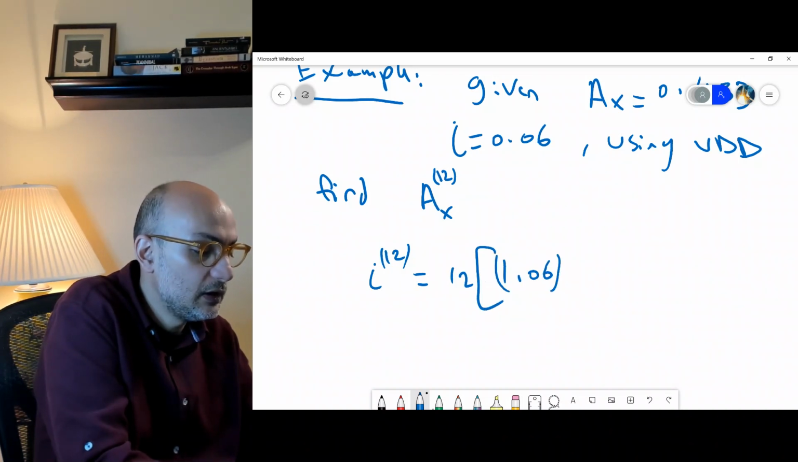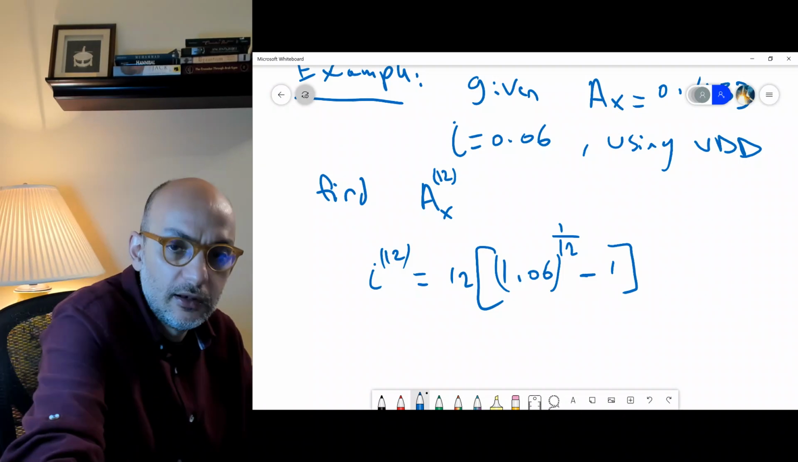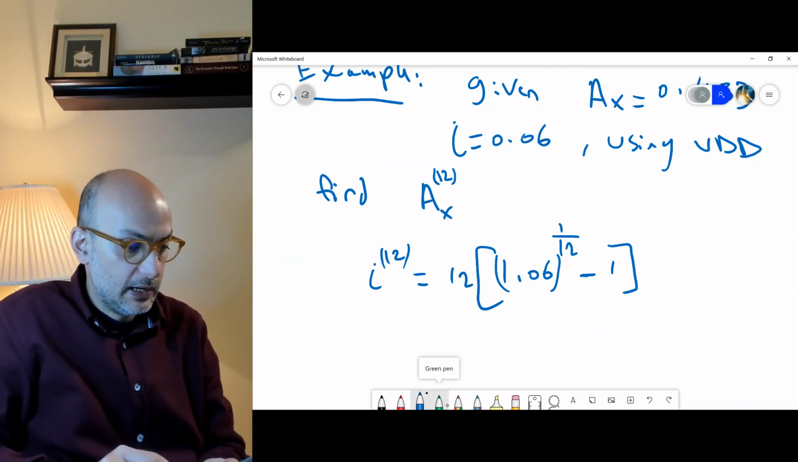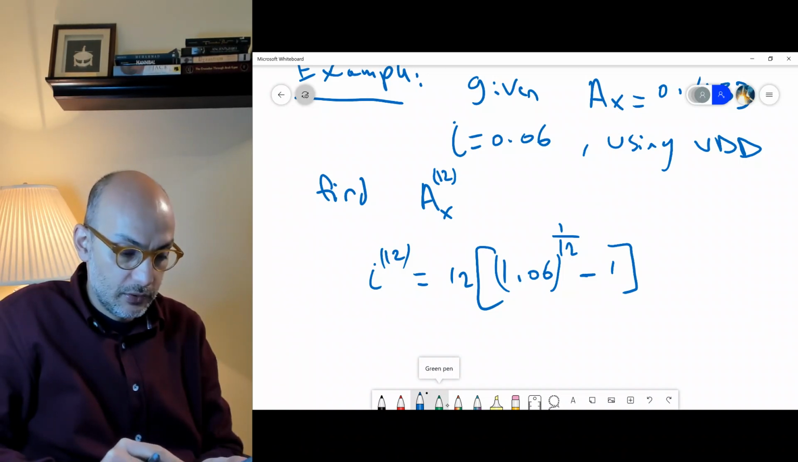1.06 raised to 1 over 12, minus 1. Use your calculator. I usually do it all at once quickly. So I start with 1.06, raise it to 1 over 12, then subtract 1 from it, then multiply it by 12.